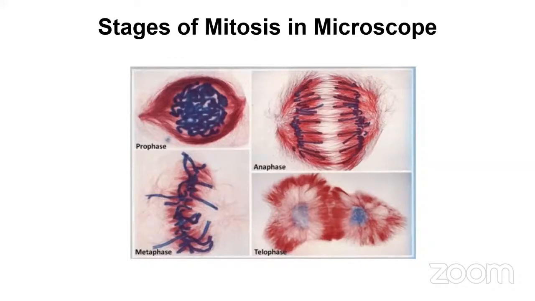The second important reagent which you saw was acetocarmine. Acetocarmine is a stain which is specifically used to stain the chromosomes, which you are seeing right here.